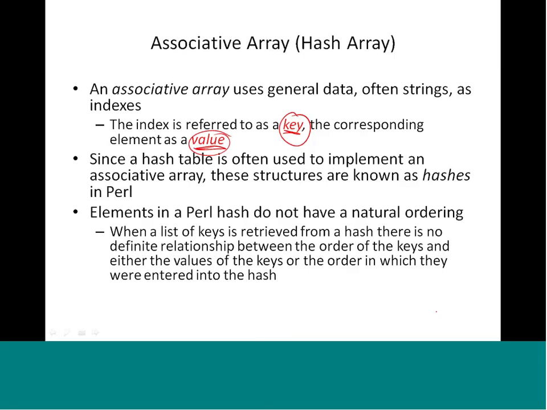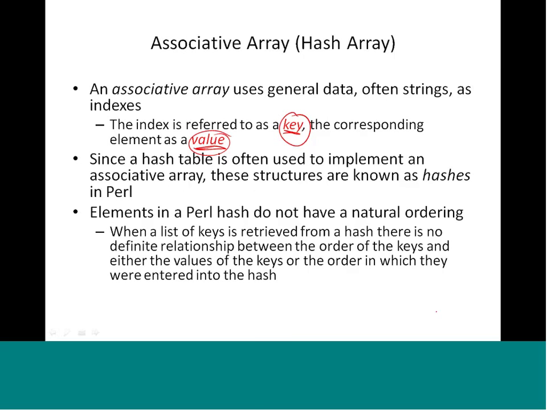And so the other result from that is that the elements in the Perl hash do not have any natural ordering. There is no relationship between each of the keys or each of the indexes in the associative array. Whereas in a regular array, as you know, the numerical values are incremented one at a time, starting from zero, things like that.